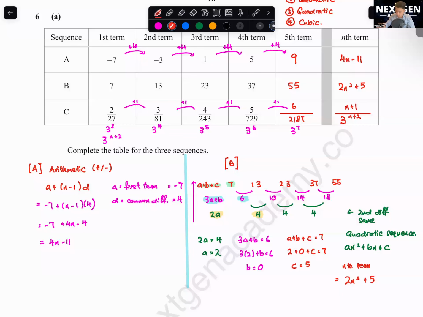Got it? Okay, the second one, if you all want to write down, this one is called a quadratic sequence. Okay, quadratic sequence. Okay, understand? Okay, someone asked, what's this?